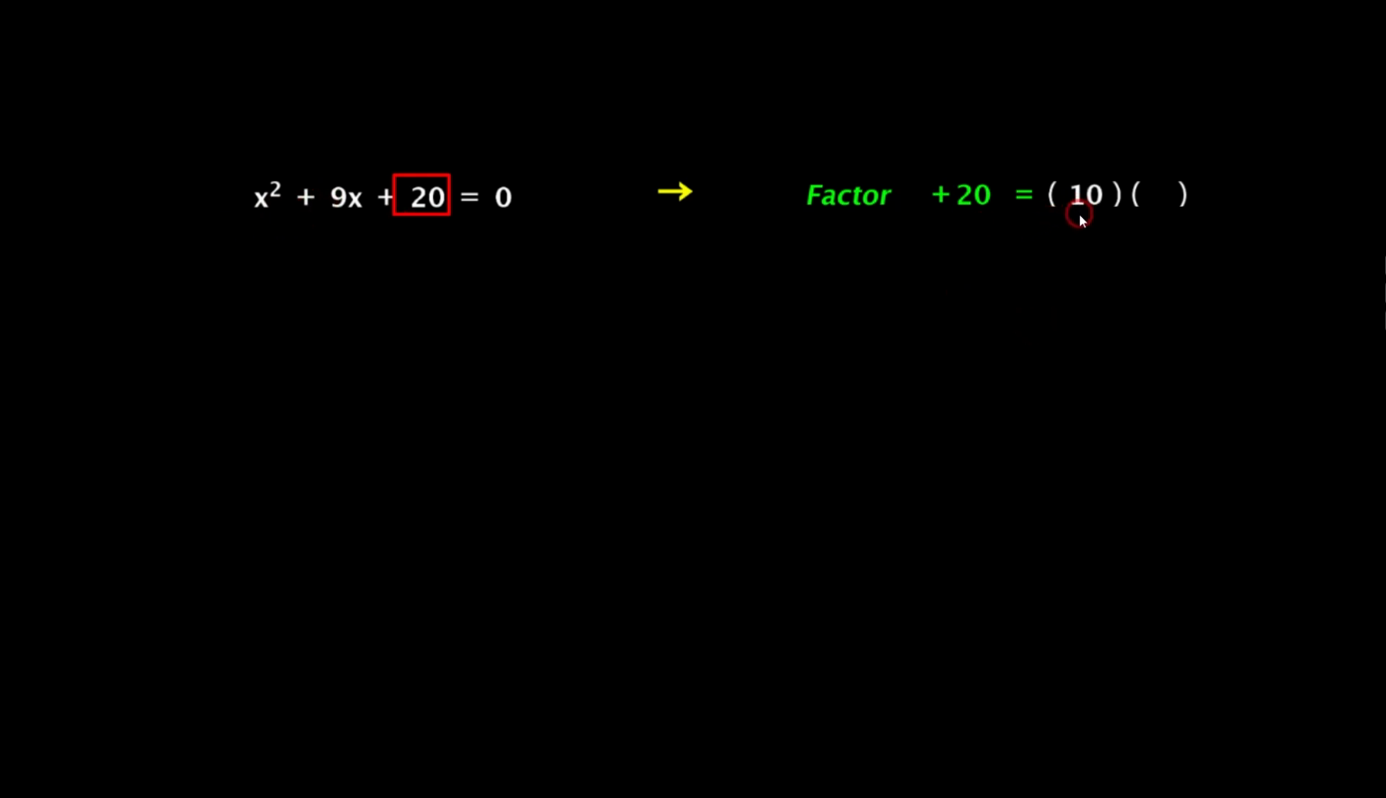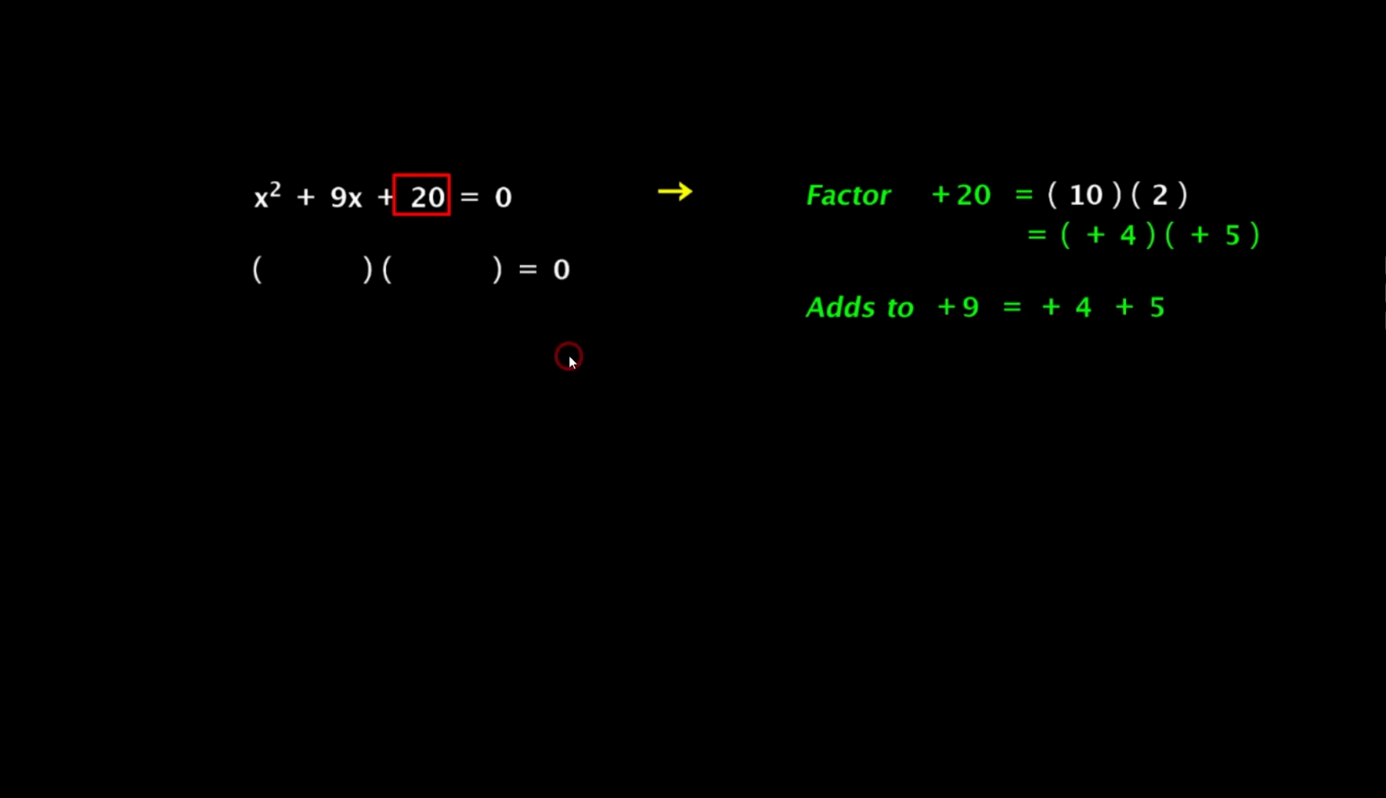The first factor of 20 is 10 times 2. 20 times 1 is not giving us a 9. 10 times 2, if we add it, it's 12. If we subtract it, it's 8. Another factor is 4 and 5. 4 and 5, if we add it, we get the positive 9. So, checked. Positive 9 equals 4 and 5.